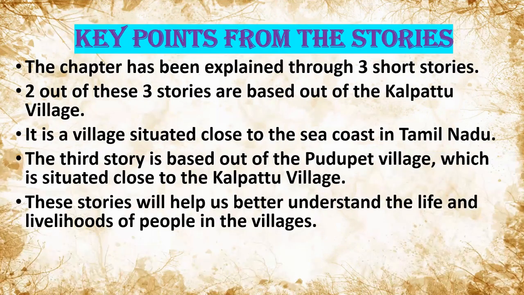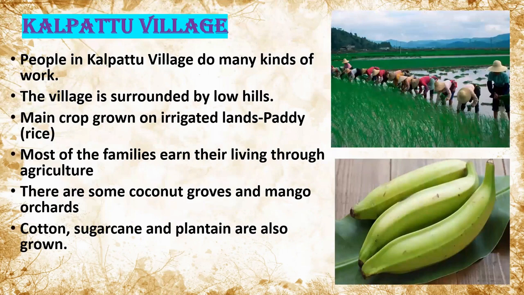So let us understand the stories. There are three stories in your chapter. Two are of Kalpattu village and the third story is based on Pudupet village. With the help of these stories, you will understand the life and livelihoods of the people in the village. Let us first understand the Kalpattu village. The people of this village do many kinds of work and the village is surrounded by low hills. The main crop grown here is paddy, which means rice, and the maximum number of families earn through agriculture.